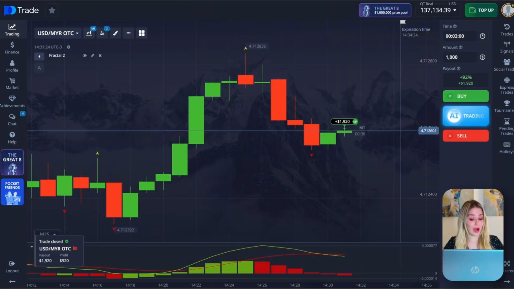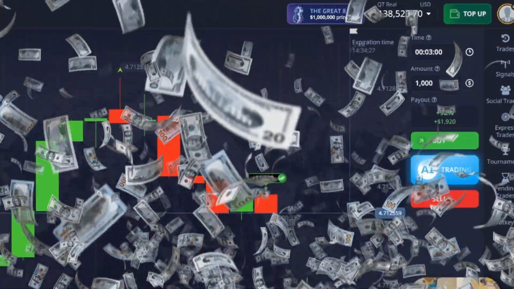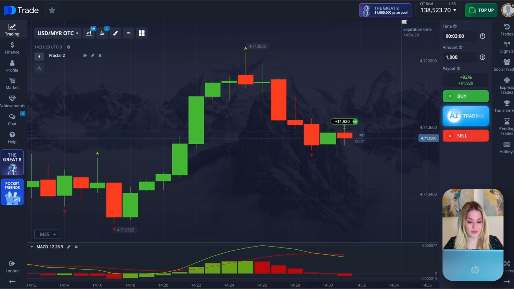The price moved far from the entry point, which indicates a significant movement in the market. The MACD indicator crossed, confirming the strength of the current trend. This result brought us $920, which is a great increase for our wallet.